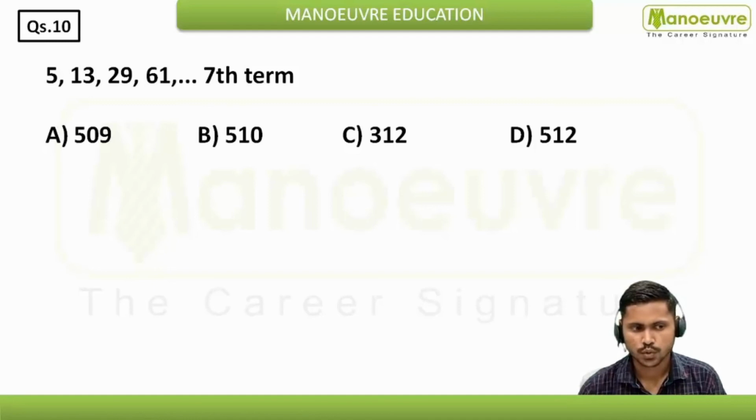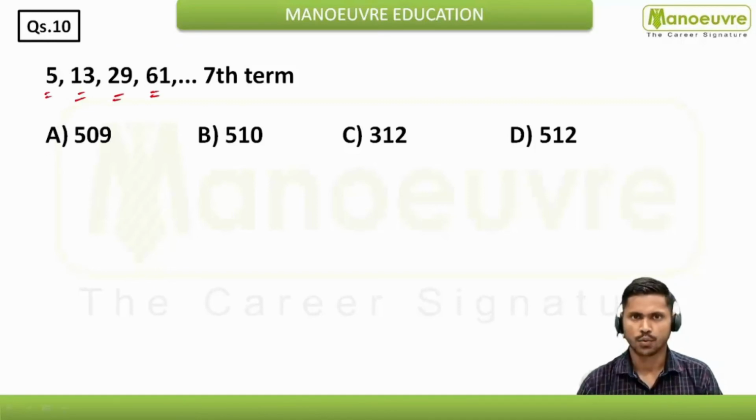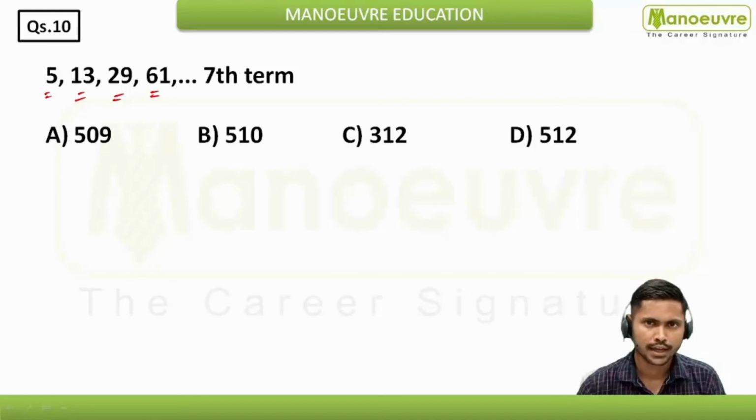See, this is 5, this is 13, this is 29, this is 61. So here you can see the gap is very high. So you need to try with the multiplication part, don't go with subtraction or addition, right? In multiplication, it can be a cube, it can be a square; all these things we have to check out. Okay?